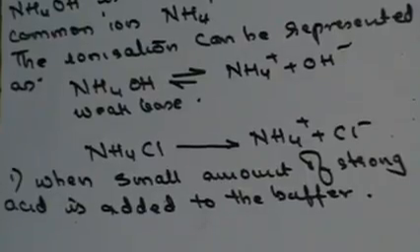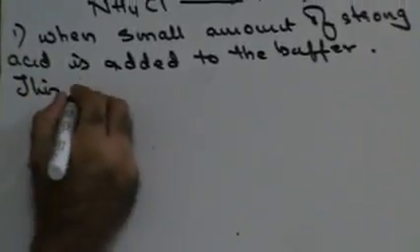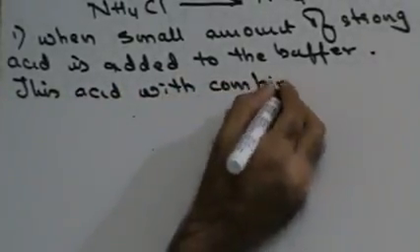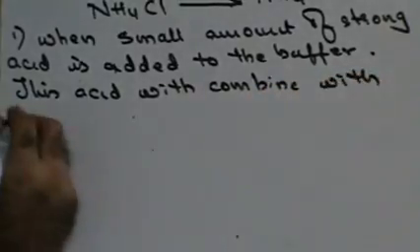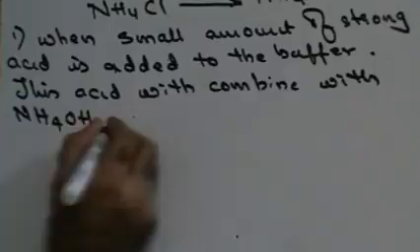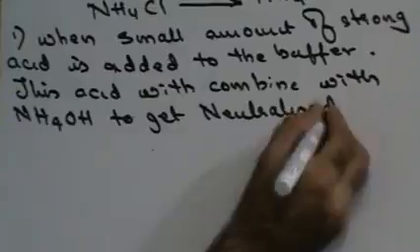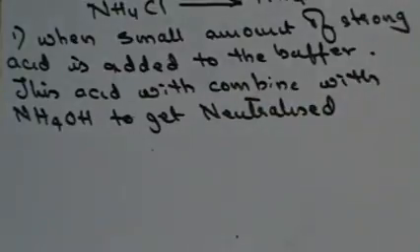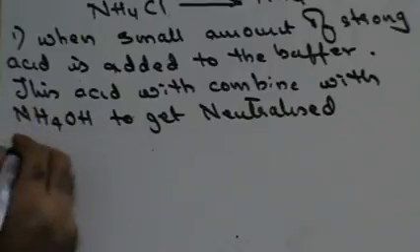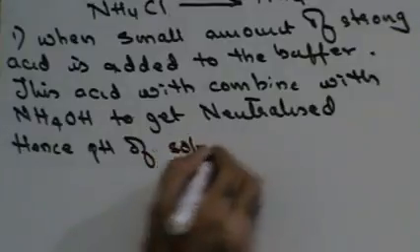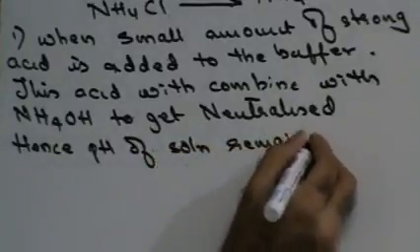This acid will combine with ammonium hydroxide to get neutralized. Acid and base combine with each other to form salt and water. You already have a base in there, you are adding an acid, which will combine with the base for neutralization. It will get neutralized, hence the pH of the solution will remain constant.